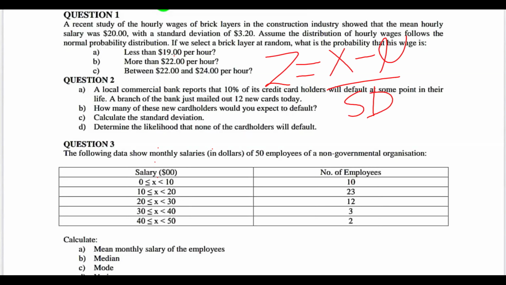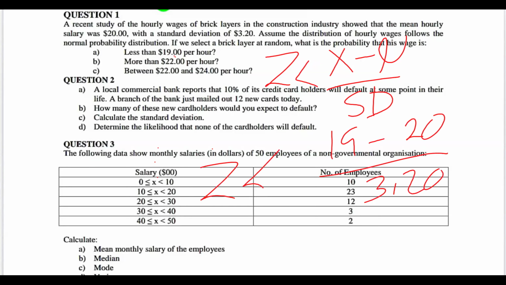What is our x? Our x is 19. We are saying z is less than, so you don't put equals in our case here. You should put z is less than 19 minus the mean, 20, divided by the standard deviation of 3.20. You're following, right? So z is less than 19 minus 20, that is negative 1, over 3.20. What do you get? Z is less than what?